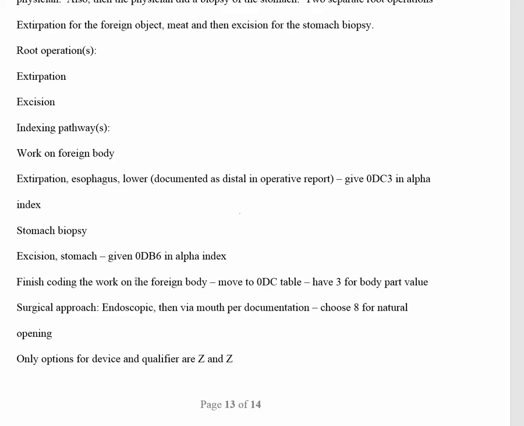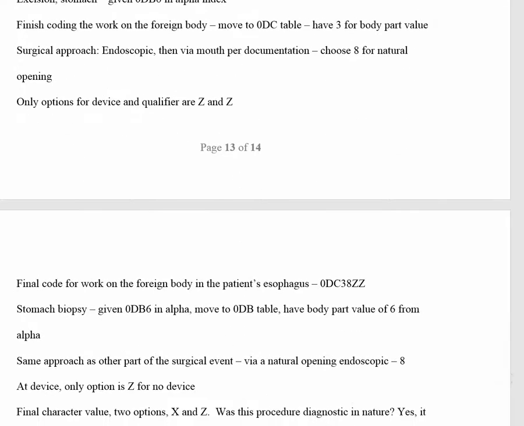So now we need to finish those codes. First we move to the 0DC table. You already had 3. The surgical approach was endoscopic. It states it was also through the mouth. That is a natural opening, so you're going to choose 8 at that particular table and row. And the only options you have for device and qualifier at that row and table are Z and Z. So you end up with the code 0DC38ZZ for the work on that piece of foreign body or meat that was stuck in the patient's esophagus.